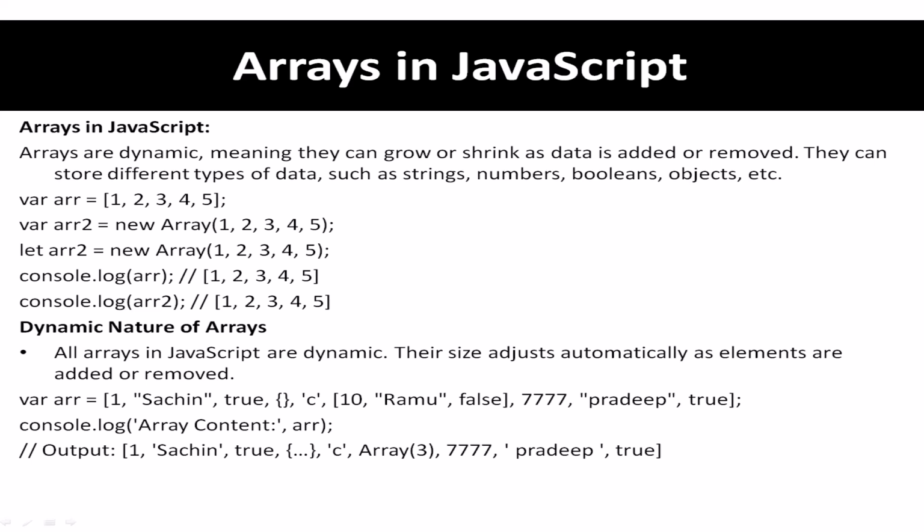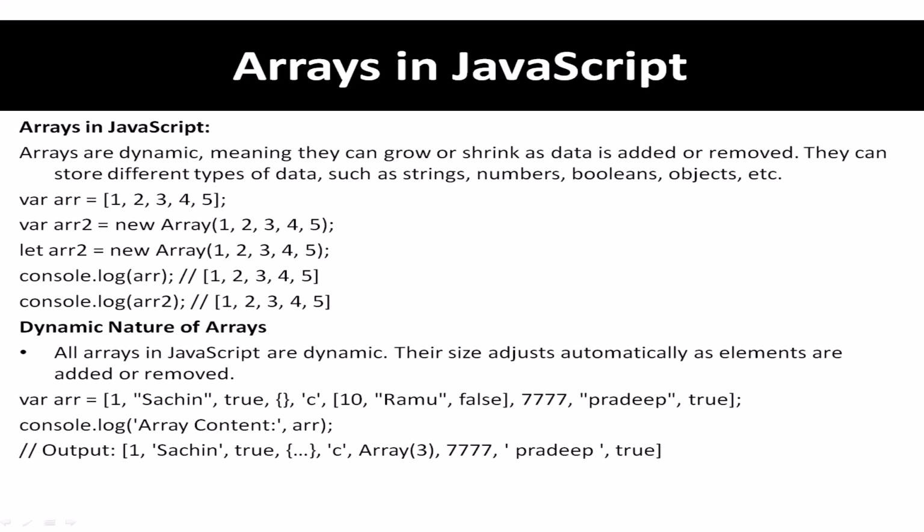Hi, today we are going to discuss arrays in JavaScript. So basically in JavaScript, arrays are dynamic in nature. It means they can grow or shrink, and you can add data and you can remove data.